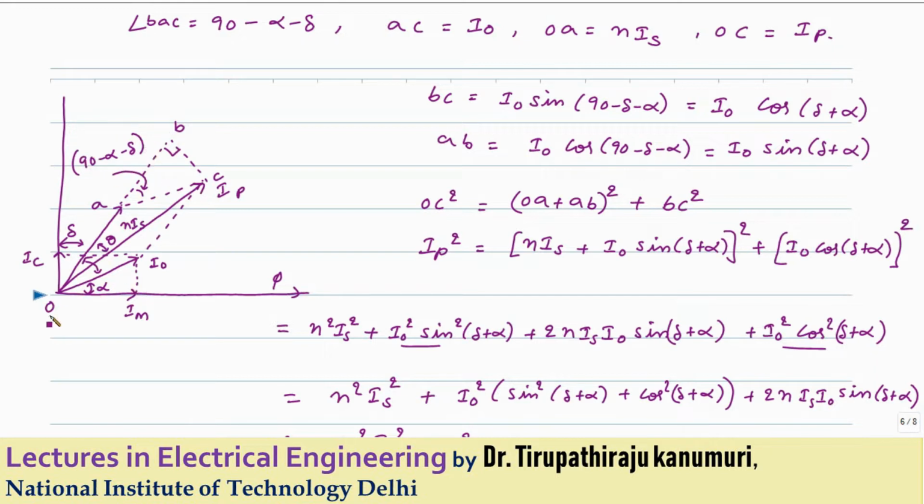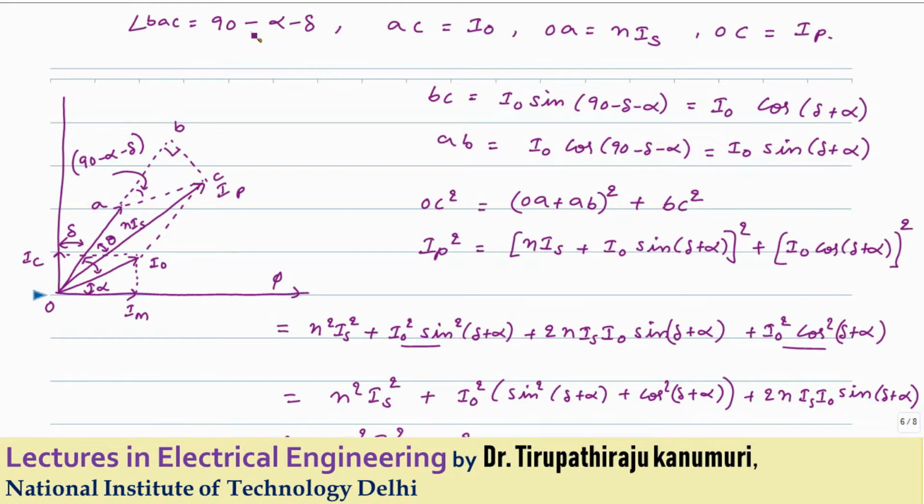I am repeating once again, because we know the total angle is 90 degrees. The angle subtended here is the angle between I0 and N times Is, because this component is I0 and this is parallel to the value of N times Is. How can I calculate it? This total angle is 90 degrees minus alpha minus delta. So that gives this angle, and from this I can calculate the vector AB. So each vector I can calculate.